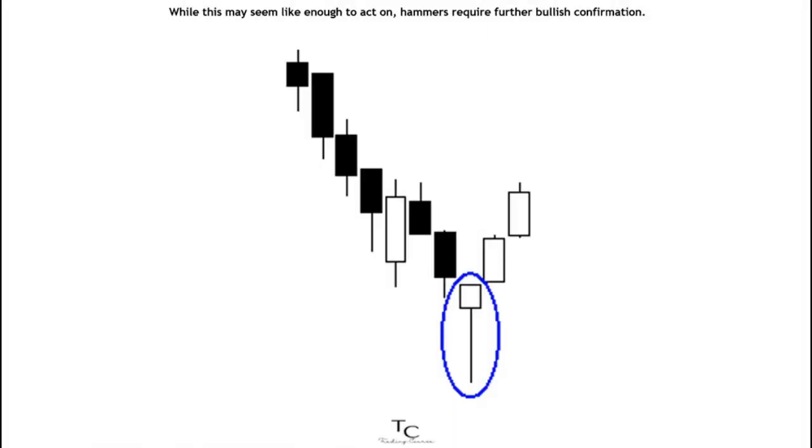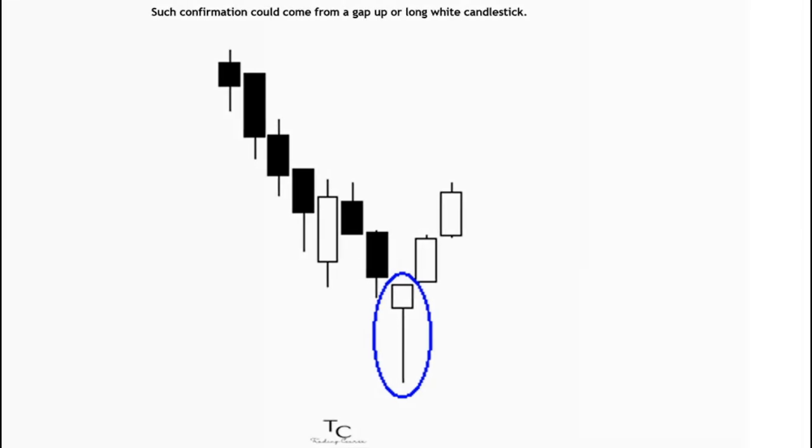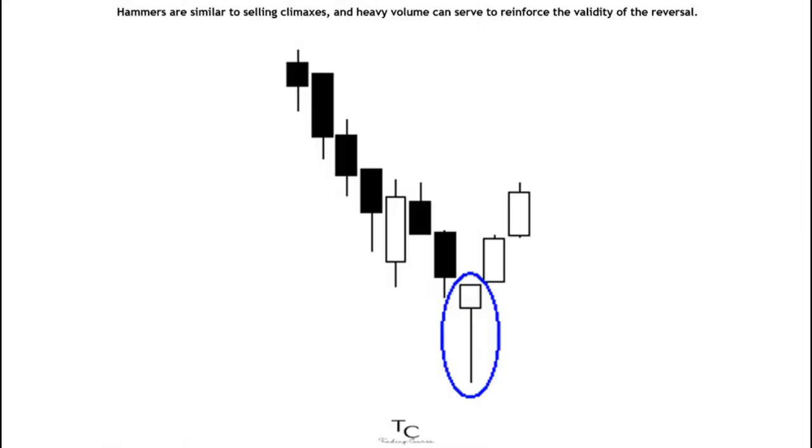While this may seem like enough to act on, hammers require further bullish confirmation. The low of the hammer shows that plenty of sellers remain. Further buying pressure, and preferably on expanding volume, is needed before acting. Such confirmation could come from a gap up or long white candlestick. Hammers are similar to selling climaxes, and heavy volume can serve to reinforce the validity of the reversal.